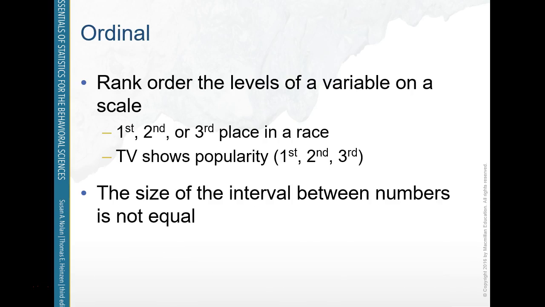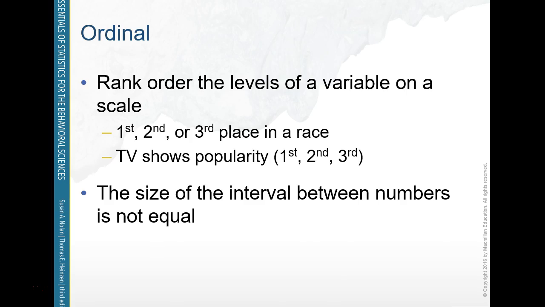Ordinal data. Ordinal means rank order. Okay, ordinal data, rank order. So this is if your data is coming in as first place, second place, third place. Now you have numbers: first place, second place, third place. But those numbers aren't the kind of numbers you can do math with. They're not the kind of numbers you typically think of when you think of numbers.